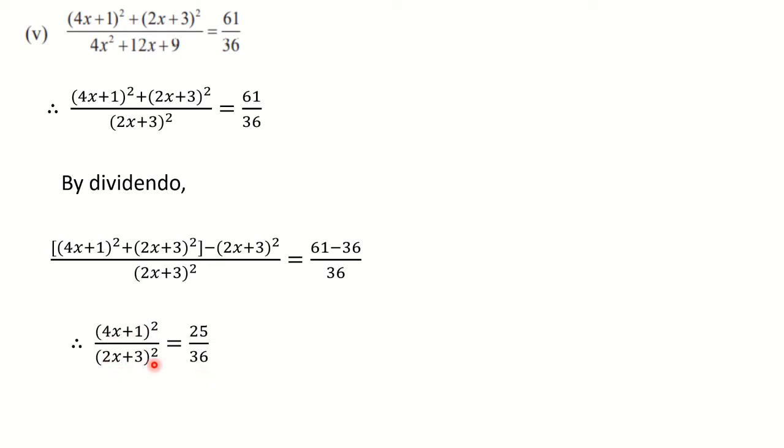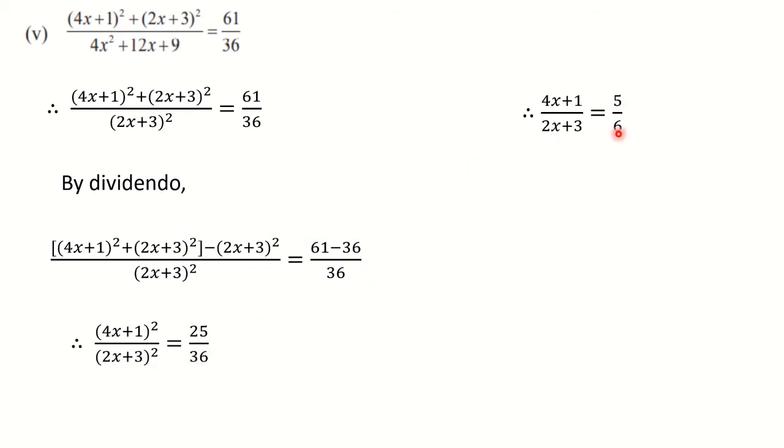These two are also perfect squares, and here also we are having squares. So if we take square roots on both sides, then it will become more simple. So let us take square root on both the sides. When we take square root, what we are going to get? 4x plus 1 upon 2x plus 3 is equal to 5 upon 6, because square root of 25 is what? 5, and square root of 36 is what? 6.